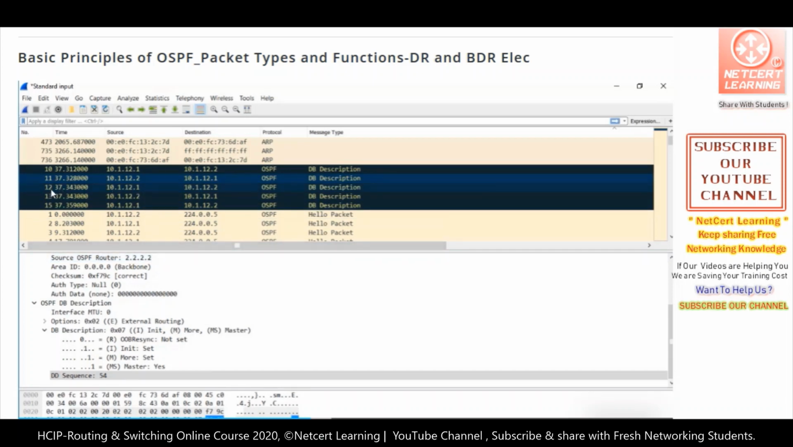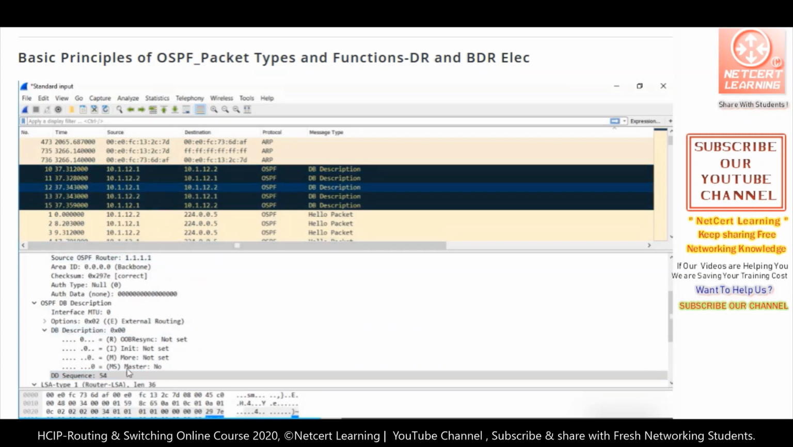So if we look into frame number 12, as you can see here the master bit is no. You also notice that the sequence number is 54. Here, router 1 follows router 2's sequence number. Let me go back to number 11 here. You can see that it's 54. Number 12 is also 54 because originally router A's sequence number is 401.